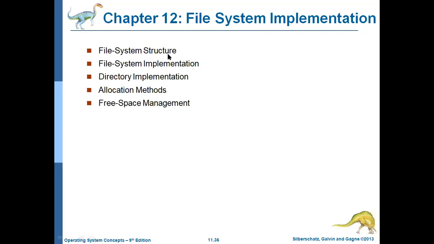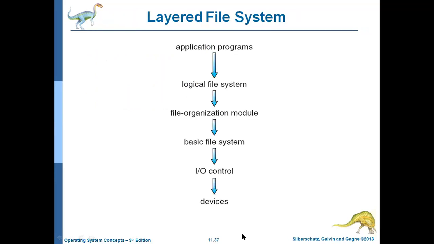Firstly, all of you are aware of file system structure, and here you are studying a slightly extended version. Then you come across directory implementation, allocation methods, and free space management. This is the layered file system, that is, the different levels at which a file system behaves.